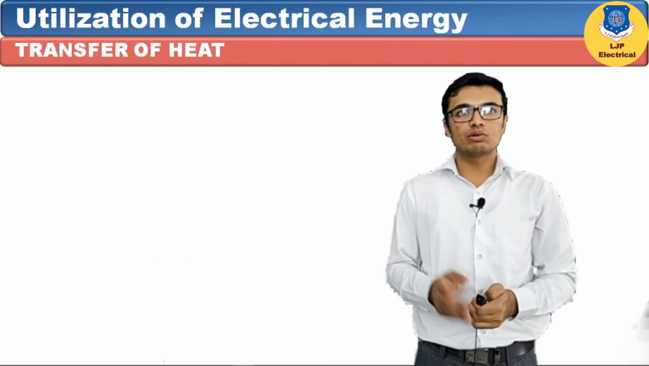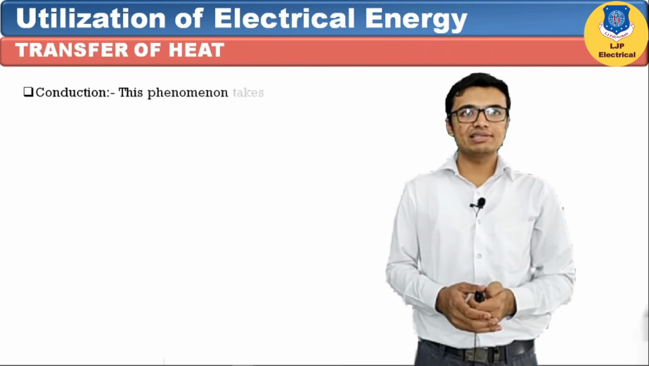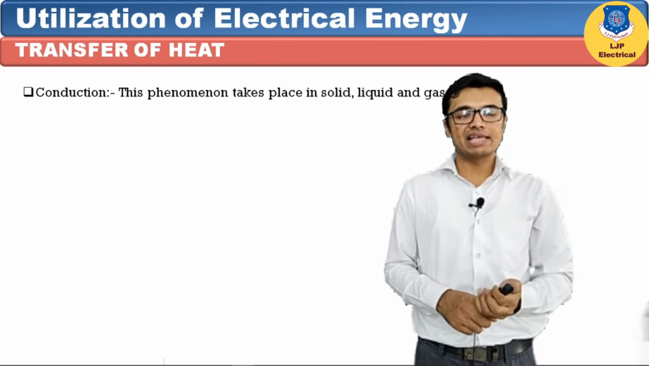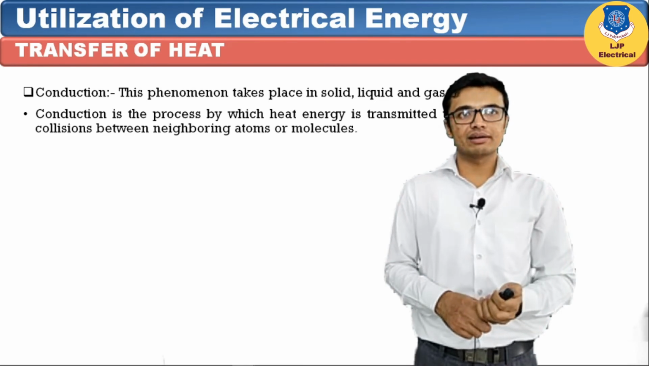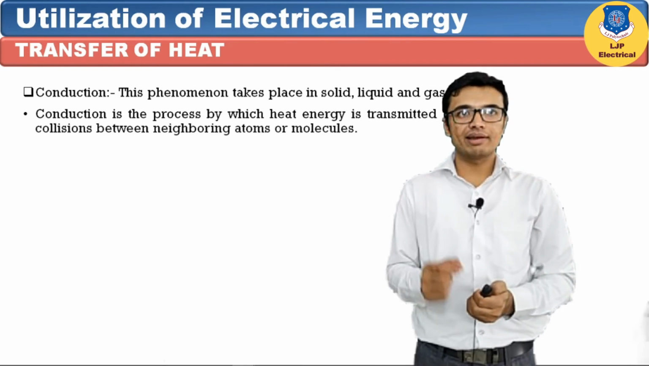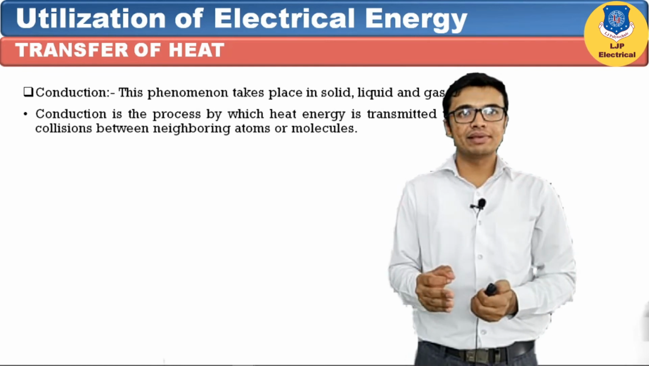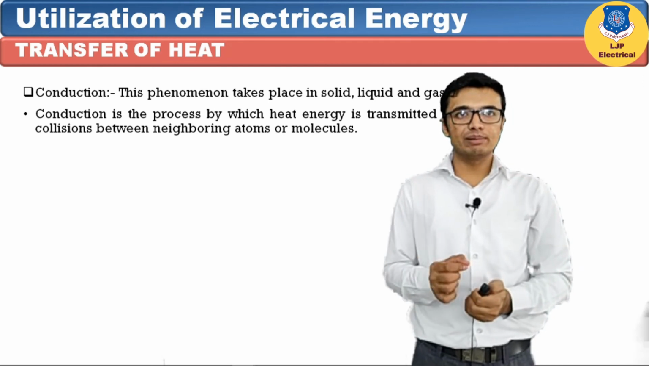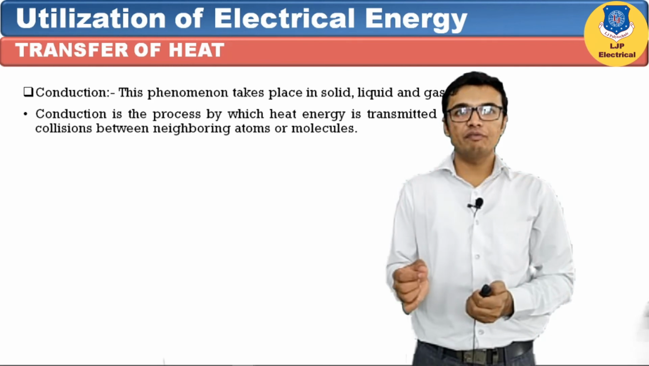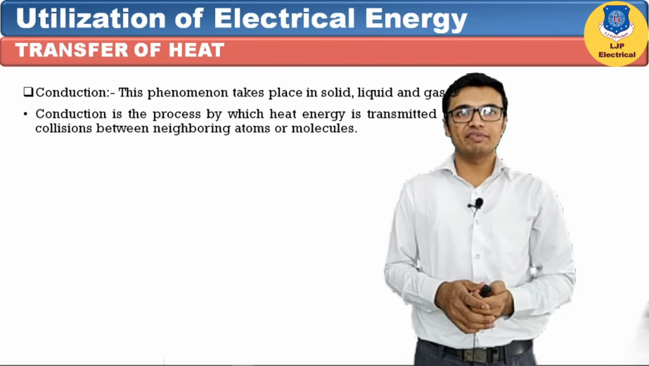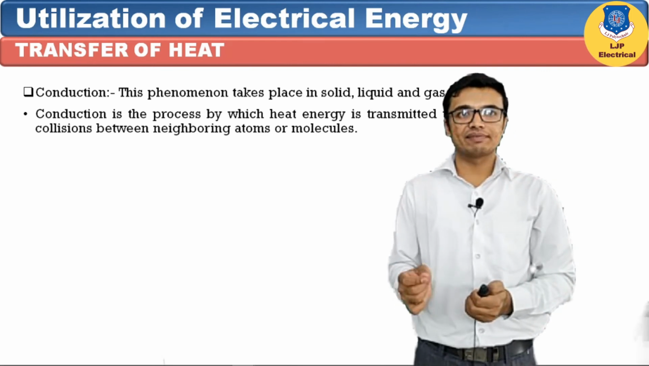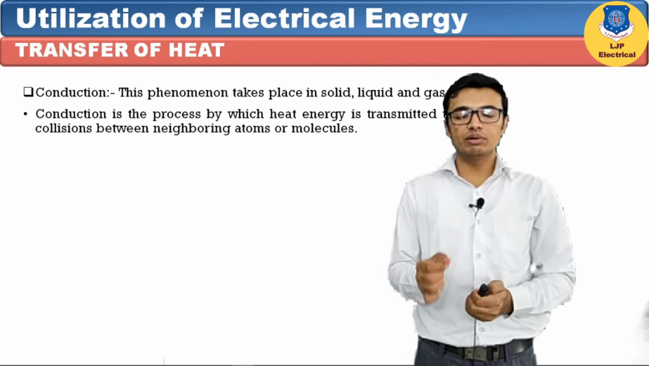Let's see what are the methods to transfer the heat. The first one is conduction. This phenomenon takes place in solid, liquid as well as in gas. This phenomenon occurs mainly in solid components. So conduction is a process by which heat energy is transmitted through collision between neighboring atoms or molecules. It means if we heat one molecule, then the nearest molecule will get heat from the first one. So the heat will transfer from first to second, second to third in sequence. In this heating, molecules will not change their place.